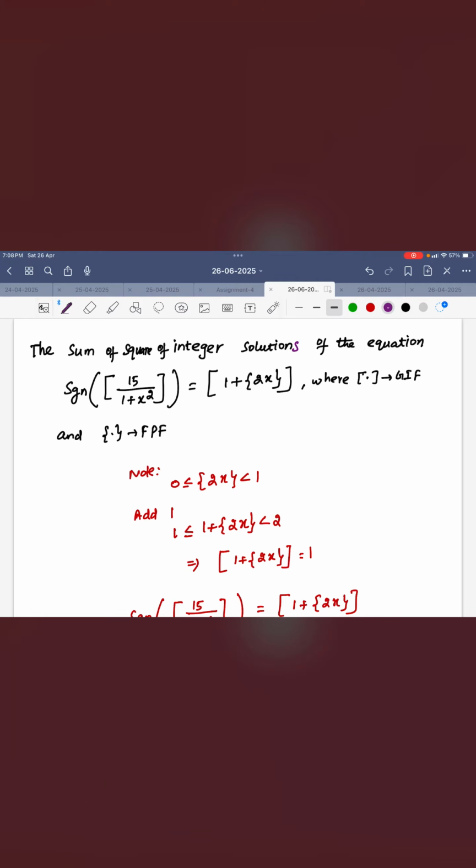Okay, so how to define the signum of function? When x is positive, 1. When x is negative, minus 1. When x equal to 0, 0.